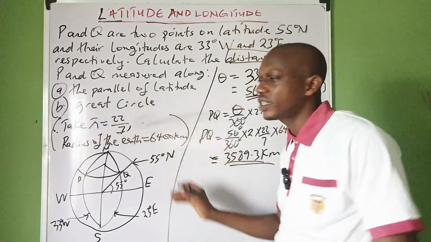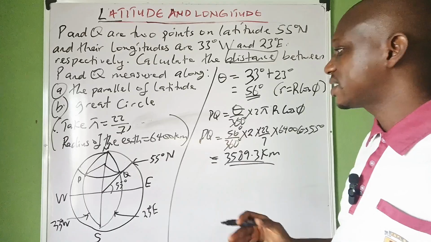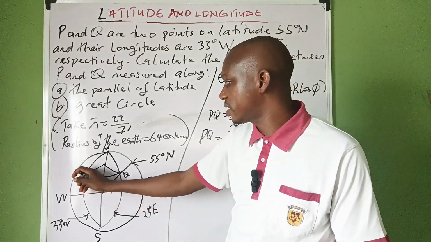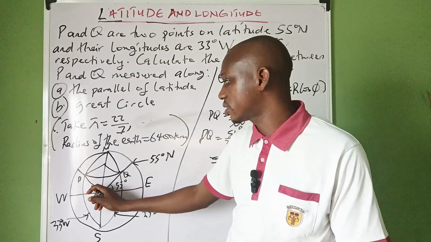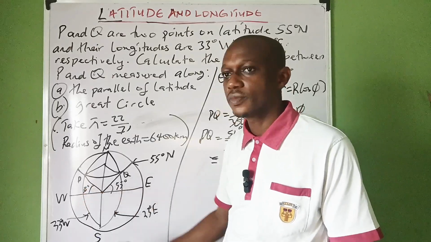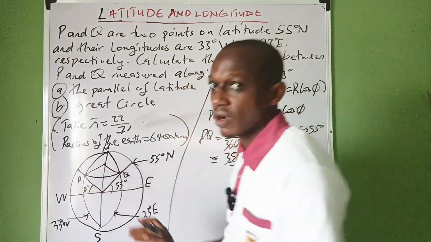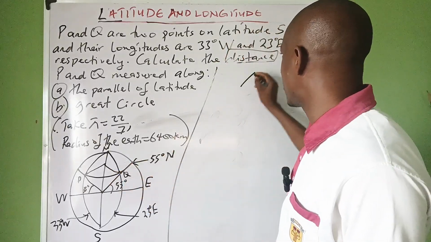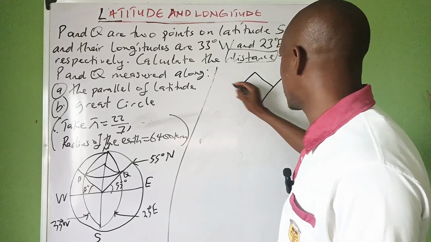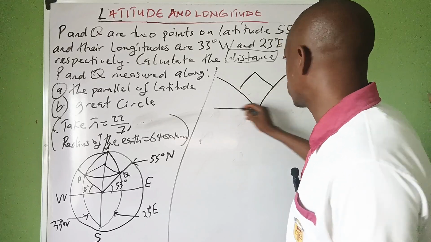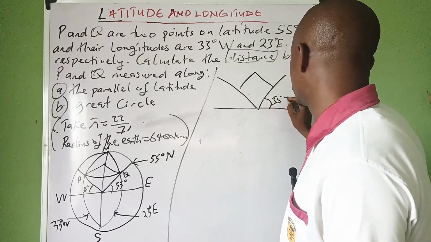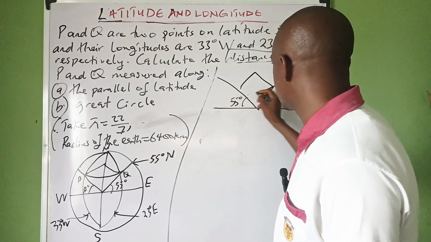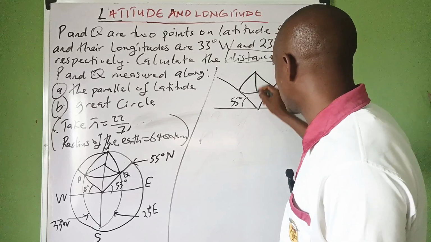Now, the second one, along the great circle. If you want to get the distance along the great circle, there is something you have to do. Look at here, we have 55. You have to make this one also a line like this, another 55. So to this place we have 55 degrees, and we also have 55 degrees.